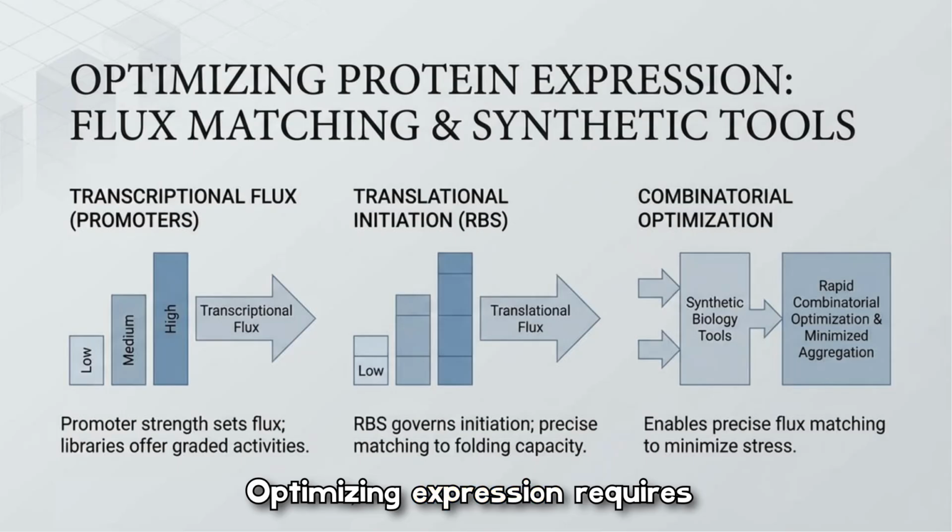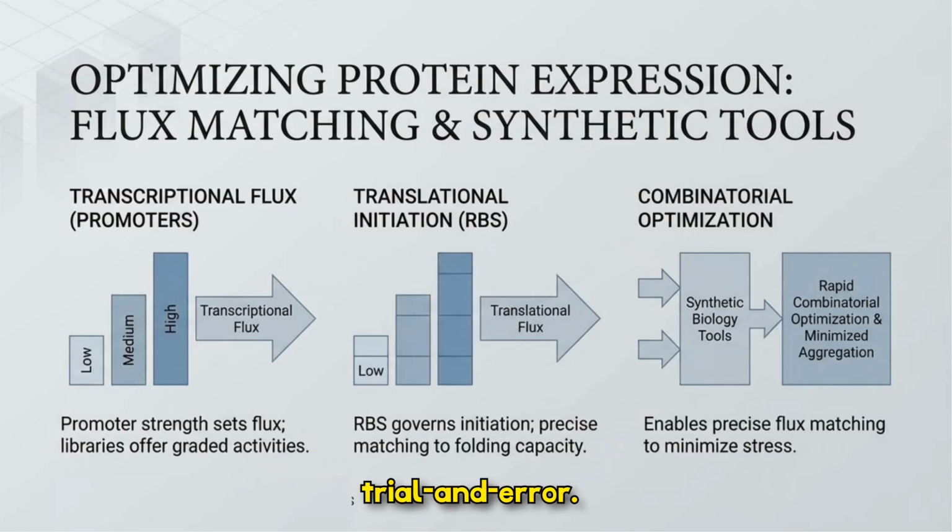Optimizing expression requires matching the flux of protein synthesis to folding capacity. Promoters tune transcriptional flux, RBS sequences control translation initiation, and combinatorial synthetic biology tools let you test matched combinations. The goal is precise flux matching, so translation pressure doesn't overwhelm chaperones, minimizing aggregation and enabling rapid, stable production through rational screening rather than trial and error.